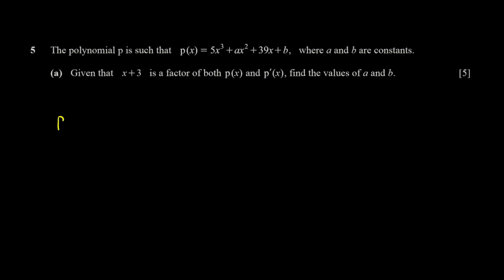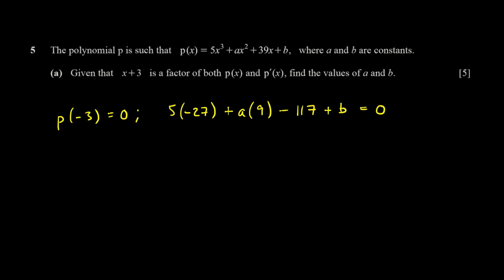So we know that p of negative 3 is going to equal 0. That's kind of the key fact. So I'm going to get 5 times negative 3 cubed. Negative 3 cubed is going to be negative 27. Plus a times negative 3 squared, which is 9. Plus 39 times negative 3. So what's that? 40 times 3 is 120, minus 3 is 117, isn't it? Right? So minus 117 plus b is equal to 0.